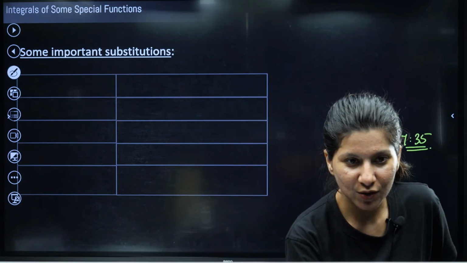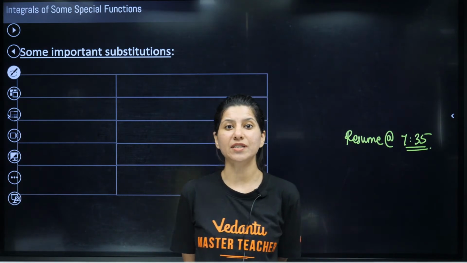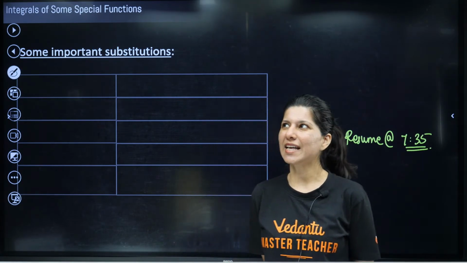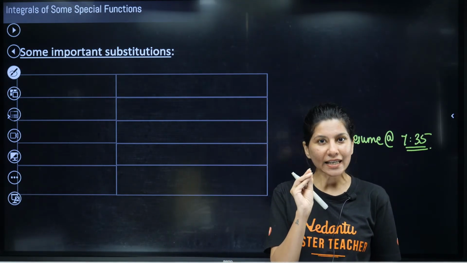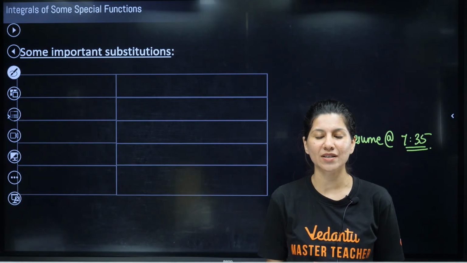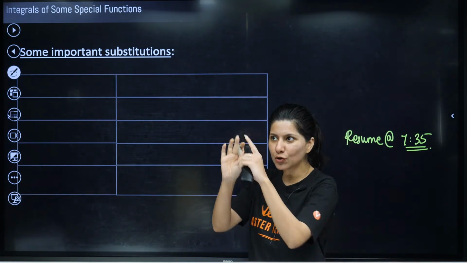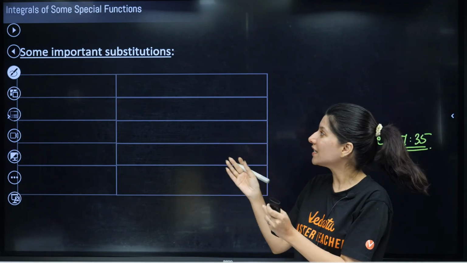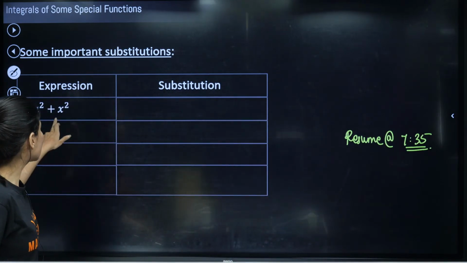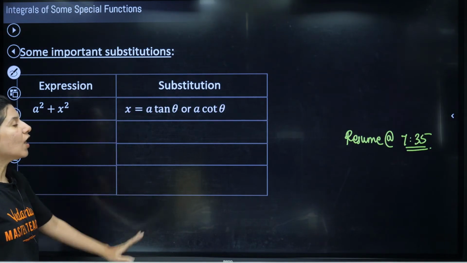Okay, all right. So, yes, now there will be some problems where you will need substitution, basically trigonometric substitution. This type of thing we have already studied in which chapter? Inverse trigonometric functions. Remember I told you that if the expression looks like a square plus x square, then you have to substitute a tan theta or a cot theta.